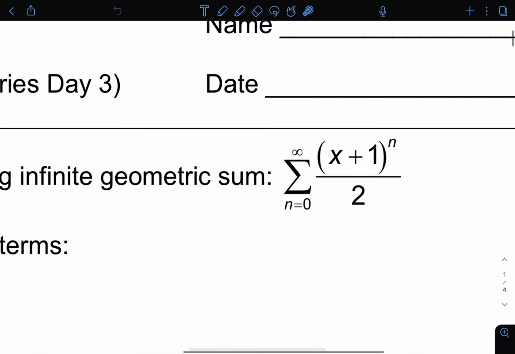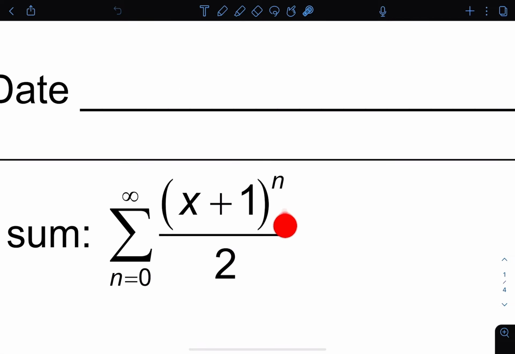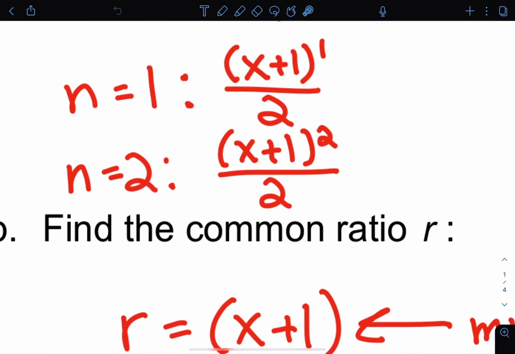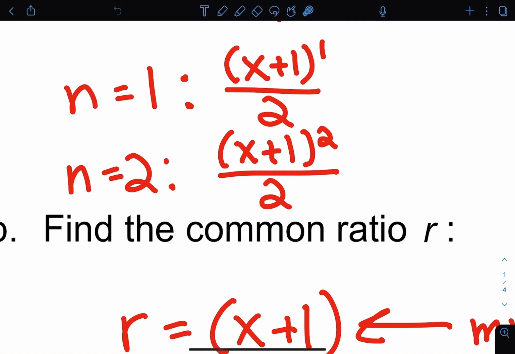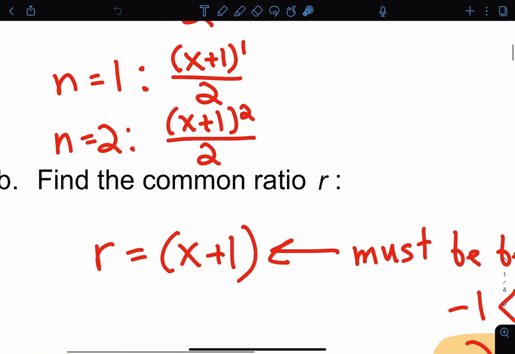Okay, so the reason this is geometric, if you look at the terms, is we're just multiplying the next term by another x plus 1, that quantity. Okay, so because this is geometric, that means it has a common ratio. So again, what are we multiplying to get from the n equals 1 to n equals 2 term, for example? We are multiplying just x plus 1 to it. Okay, but here's the thing.